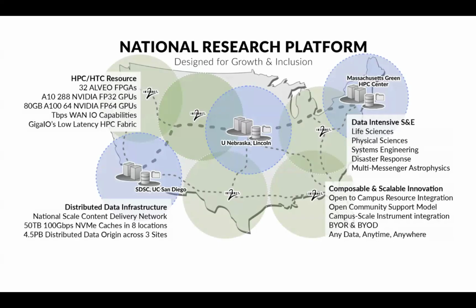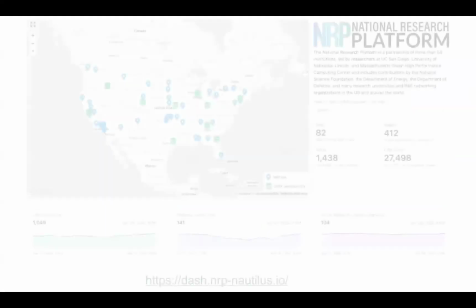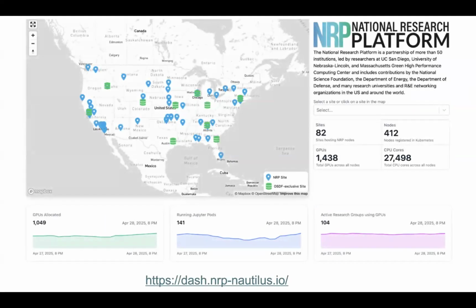So the platform itself, largely in the US, as I mentioned, has three centers: UCSD, in the middle Nebraska-Lincoln, and on the East Coast the MGHPCC. And there is distributed data infrastructure, like Internet2 provides us local caching and all other sort of infrastructure. And although these are the three main centers, there are lots of institutions all connected to the same platform.